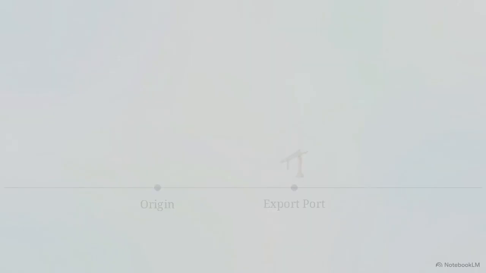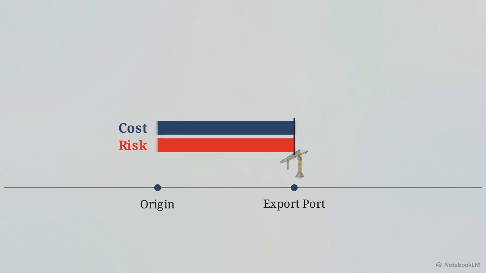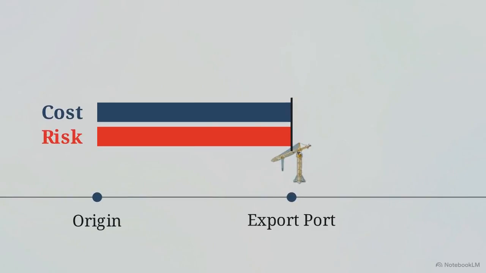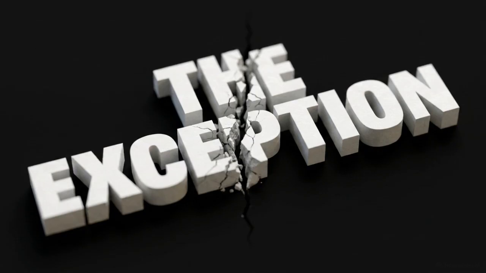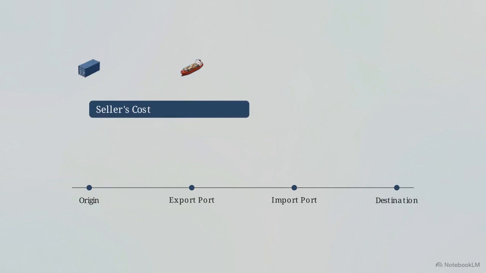Up to this point in the Incoterms framework, the financial cost of transit and the legal risk of loss have moved perfectly in tandem. Where the blue bar stops, the red bar stops. The C terms, CFR, CIF, CPT, and CIP, break the framework's established pattern of synchronized liability. Under a C term, the seller has a financial obligation to arrange and pay for the main carriage. They pay the freight cost all the way to the import port.